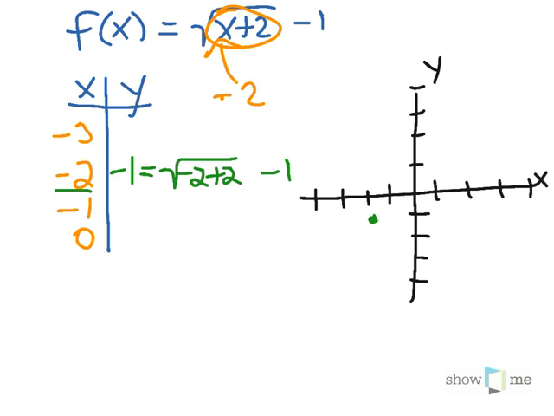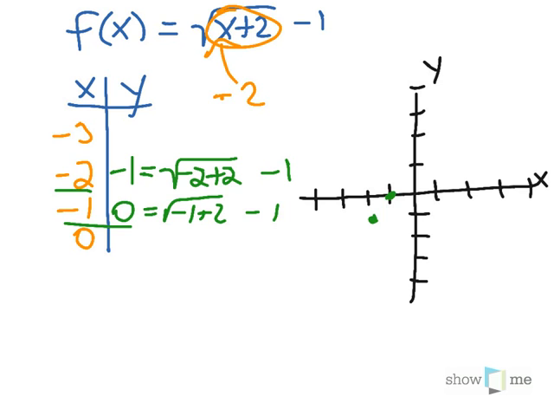If I put in -1, I'm going to have the square root of -1 plus 2 minus 1. Now, -1 plus 2 gives me 1. Square root of 1 is 1. And 1 minus 1 is 0. So -1, 0, that's one of my coordinates. -1, 0 would be right about here. Right now you're starting to go, oh, maybe that's a straight line. Well, no, it's not. Keep going. Don't just use 2 points. Otherwise, anything could look like a straight line.